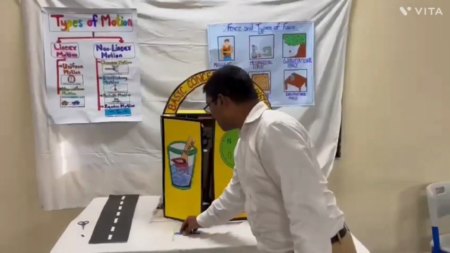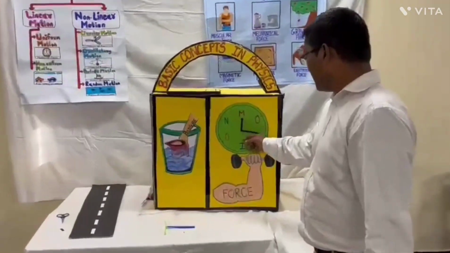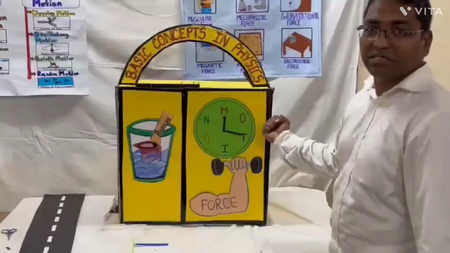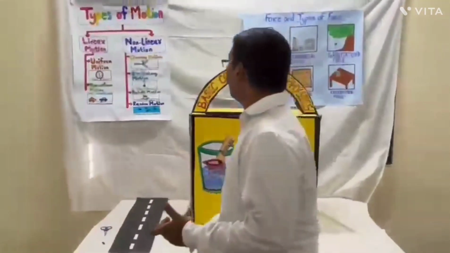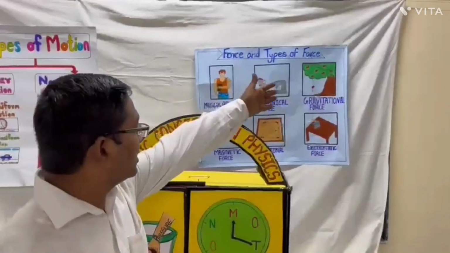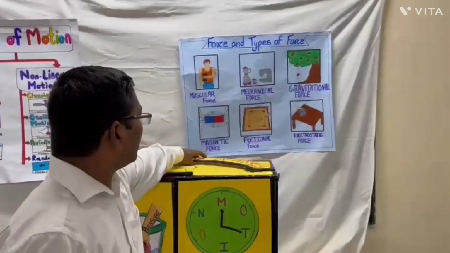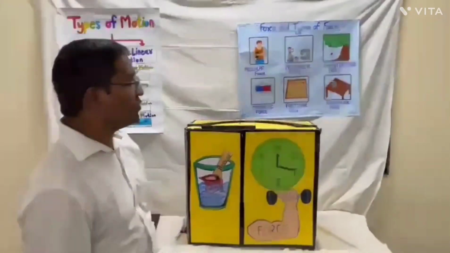Okay. And next I am going to show the basic concept, that is force. You can see all the pictures. The arm pulling the dumbbells over there. That way we can make out the force. So now we are going to see the different types of force. As you can see over there: muscular force, mechanical force, gravitational force, magnetic force, frictional force, electric force. So there are different kinds of force.